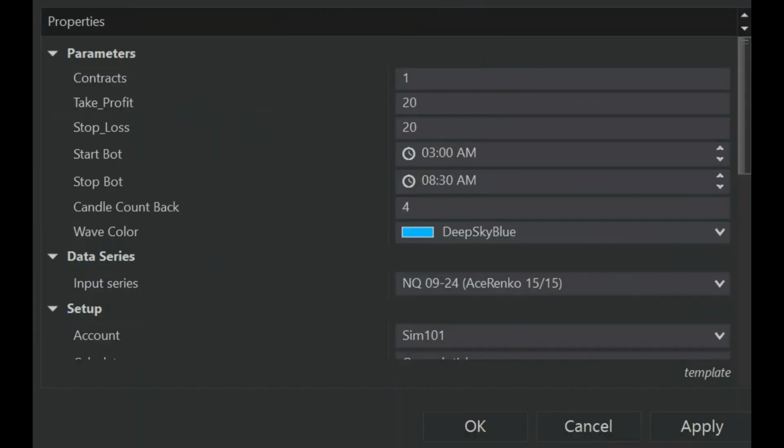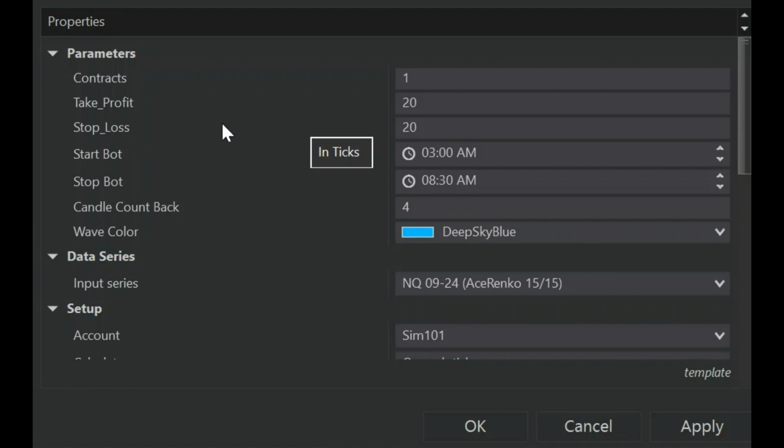Okay, so let's look at the parameters for Wave Rider bot. So we start with our contracts. This is pretty straightforward. Just input the number of contracts you would like to take per trade. Okay. Then we look at take profit and stop loss, which are in ticks.